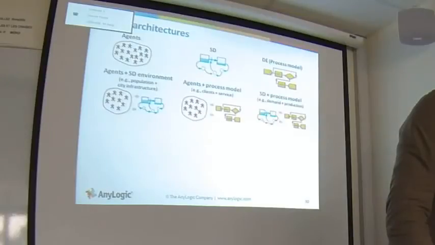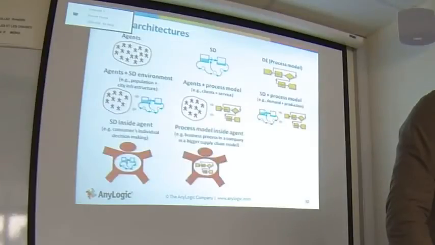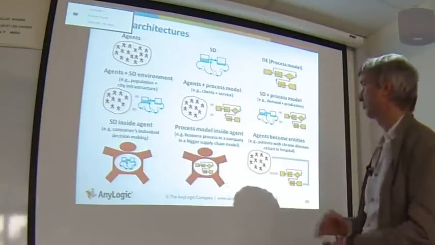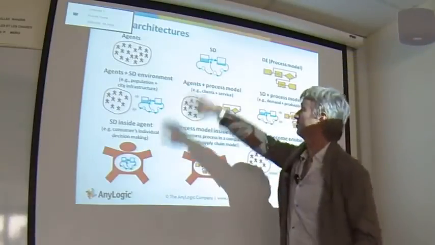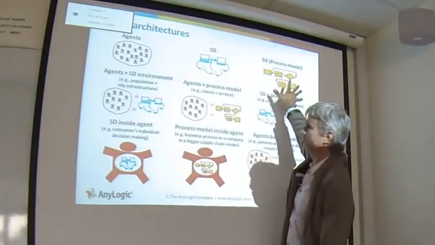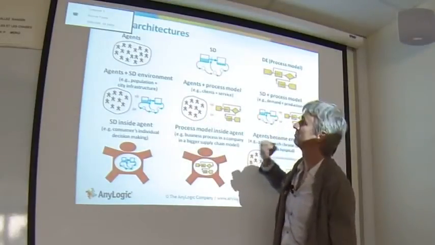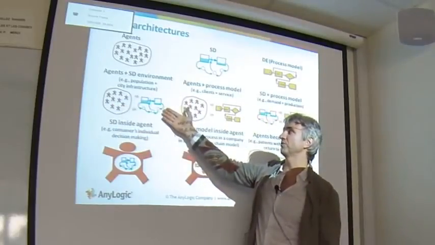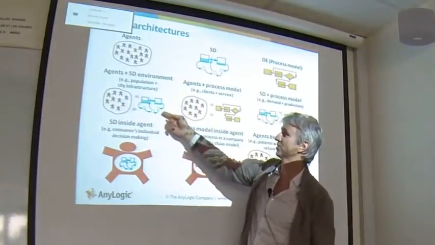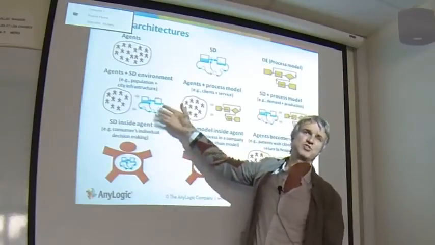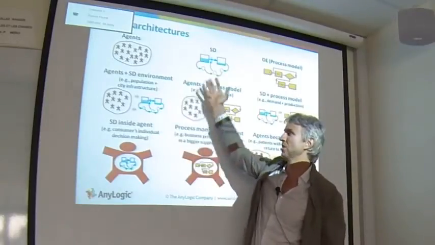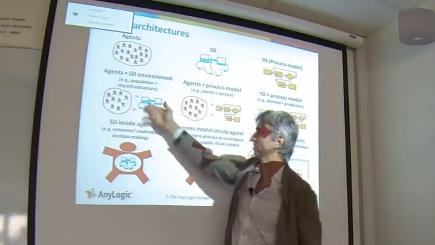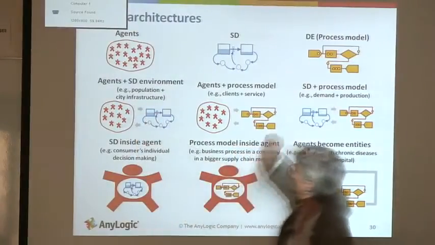These are architectures that you can build with AnyLogic. Just some examples. Pure agents, pure SD, pure discrete event. Then agents in system dynamics environments. System dynamics, for example, models how the city infrastructure develops. I don't know, jobs, housing, taxes, etc. Agents are people.